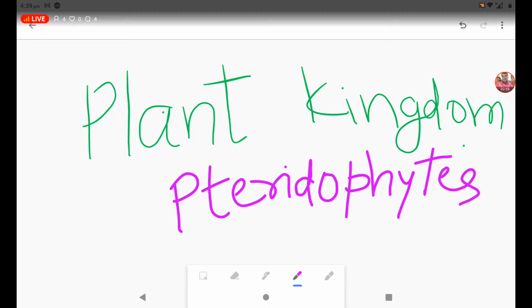Today we will discuss the plant kingdom, Pteridophytes. Earlier we already completed Thallophyta and Bryophyta, and now we continue with Pteridophyta.